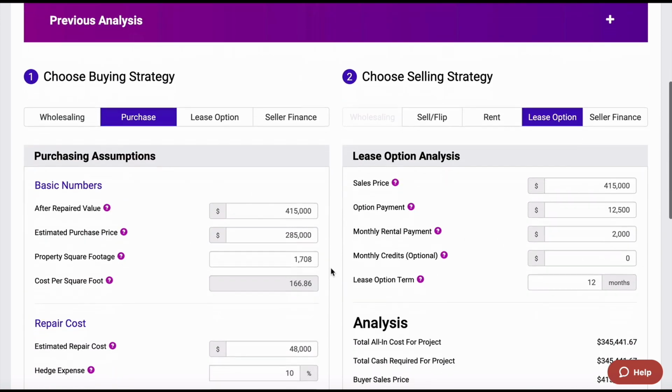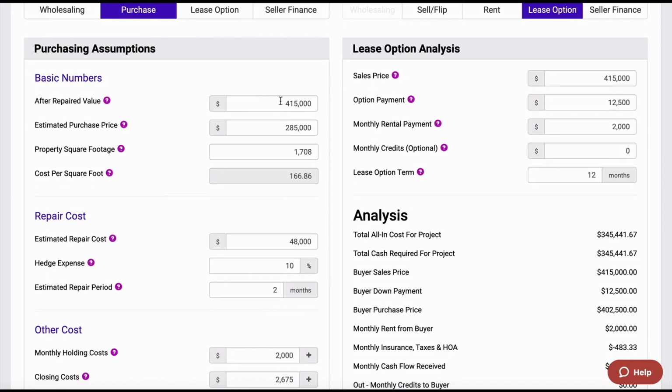So as we scroll down on the purchase side of it, we have $415,000. This would be the after repaired value. Estimated purchase price of 285. Again, how we determine that estimated purchase price, definitely go into step 4 of any property and go through the all cash offer. That's going to give you that purchase price of what you could pay the seller.